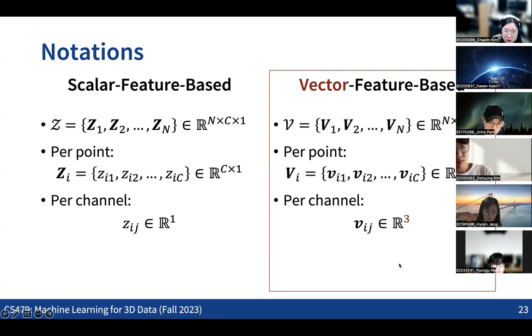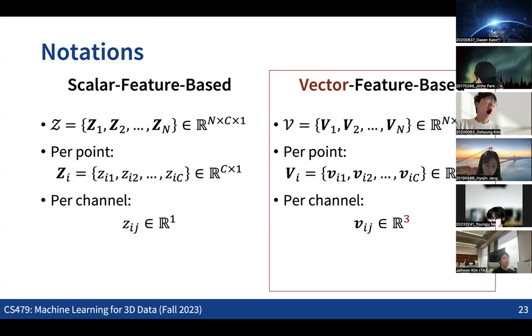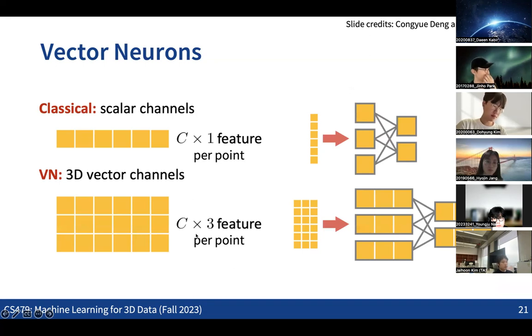So it's like changing the way that we treat the input information and also the output information into vectors. Everything was scalar-based before. So the key thing is that we are seeing the feature vector for each point not as a vector, but as a list of scalar values. Now we are replacing all these scalar values with three-dimensional vectors, so that we have a sort of 2D array, with C times 3 features for each point.